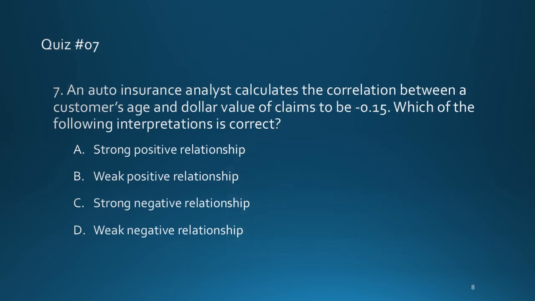Question number seven: an auto insurance analyst calculates the correlation between a customer's age and dollar value of claims to be minus 0.15. So which of the following interpretations is correct? Is this a strong positive relationship? Is this a weak positive relationship? Is this a strong negative relationship or a weak negative relationship?